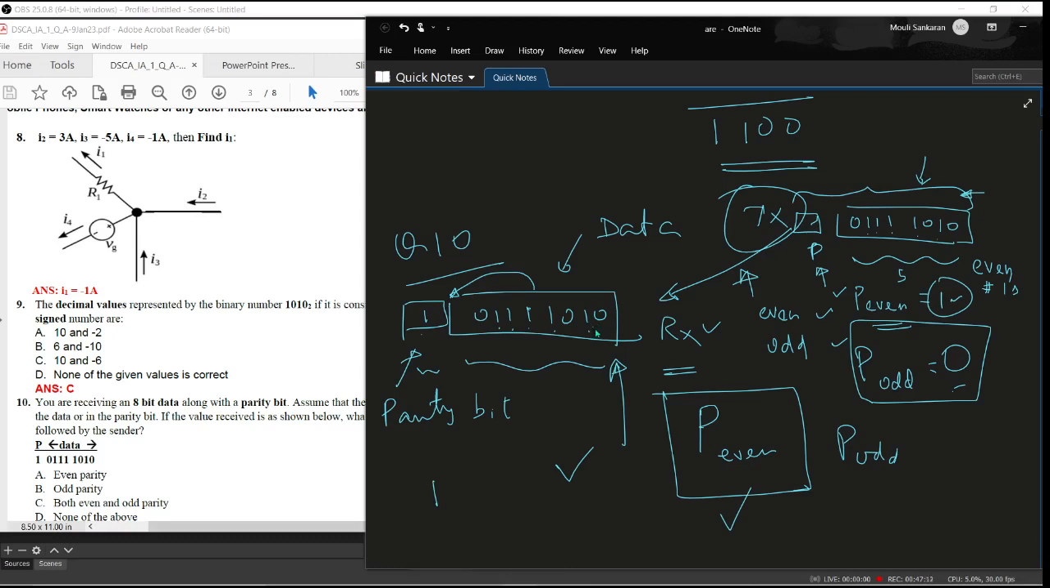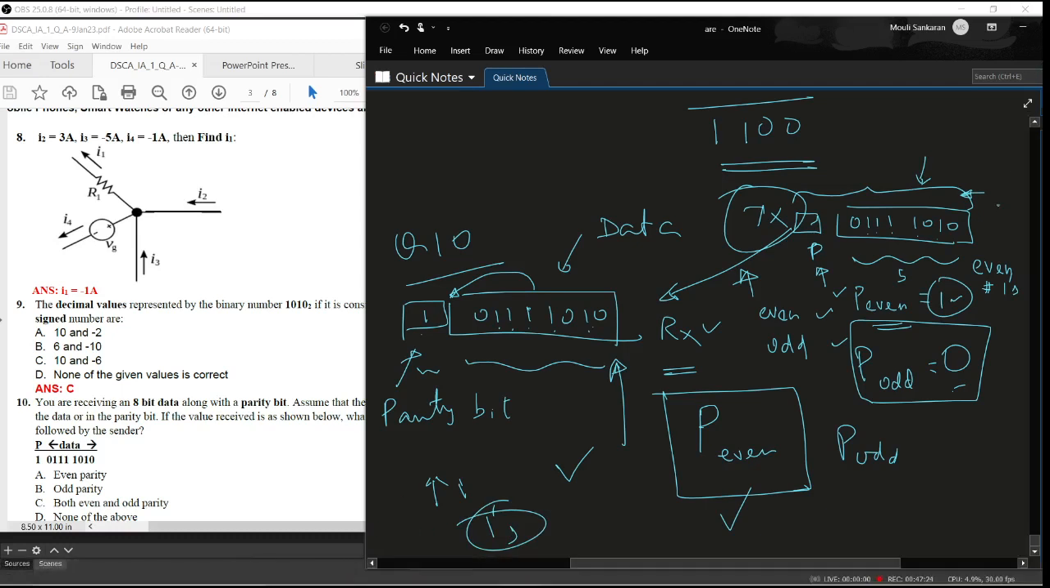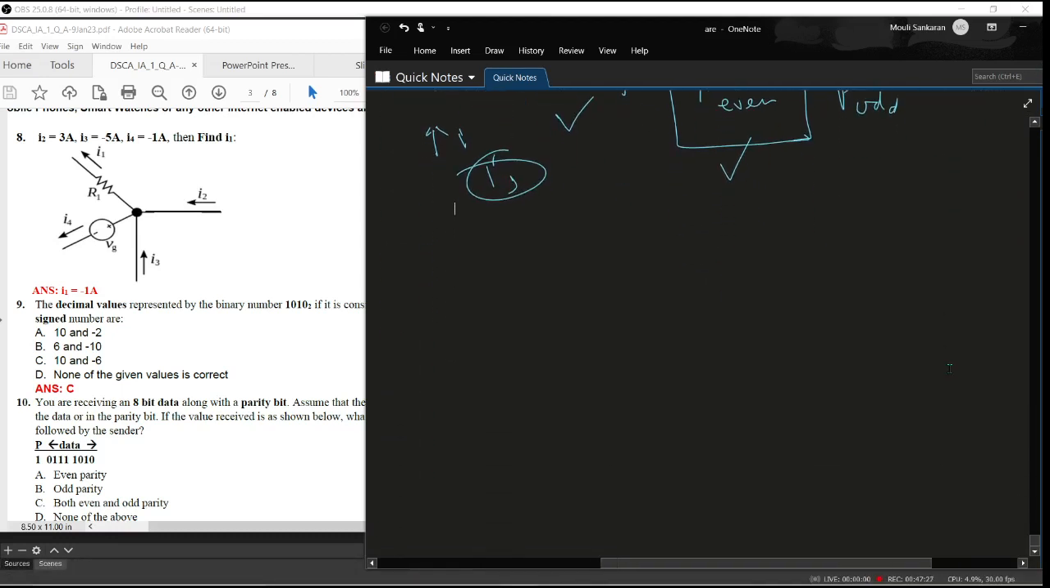So more than one bit error will not be detected, and it cannot correct the bit. Even for a one bit error, it will not know which bit is corrupted, but it will know that some error has happened. So it has to ask the sender to send the data again. That's the only option. So for a two-bit error, it will assume that everything is fine and it will take it. So I hope this is clear now.